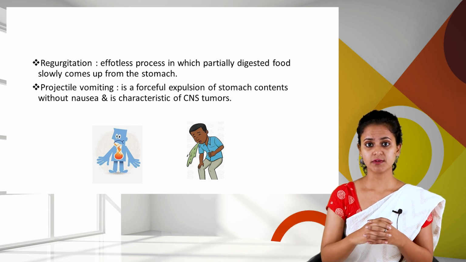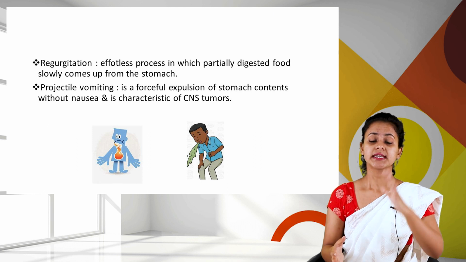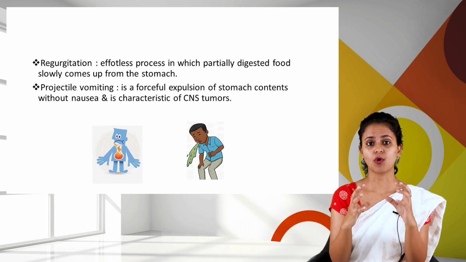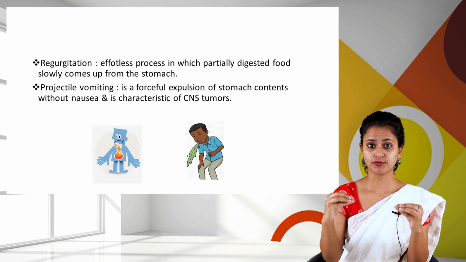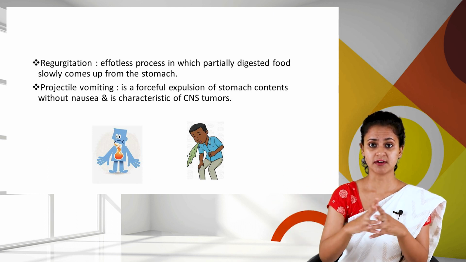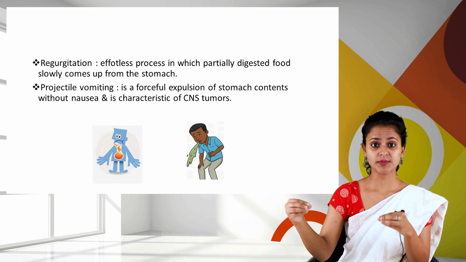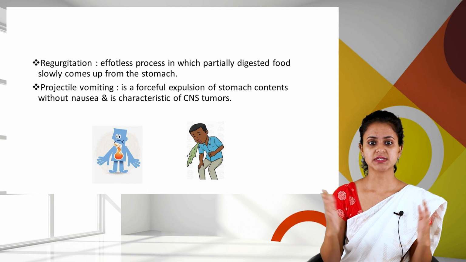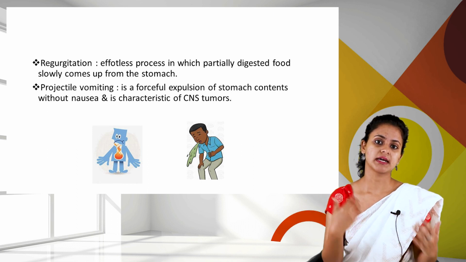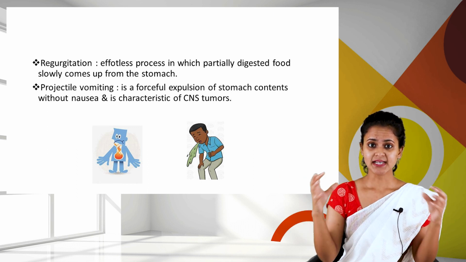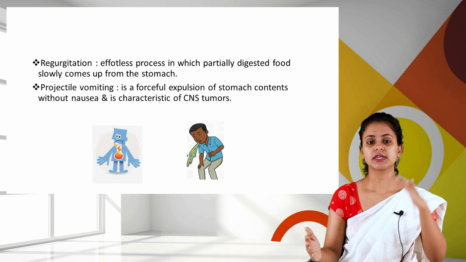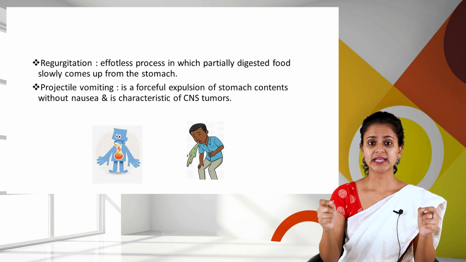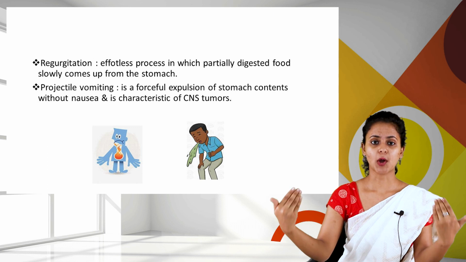Next, some persons will complain about projectile vomiting. It is a forceful expulsion of the stomach contents without nausea, and the characteristics of projectile vomiting are often related to disorders of the central nervous system. Basically, central nervous system tumor-associated disease can lead to projectile vomiting. Even in intestinal obstruction, sometimes we may see the person present with projectile vomiting. That is how medical professionals should differentiate between normal vomiting episodes, regurgitation, and projectile vomiting, to find out the exact probable causes as well as to plan proper treatment and management.